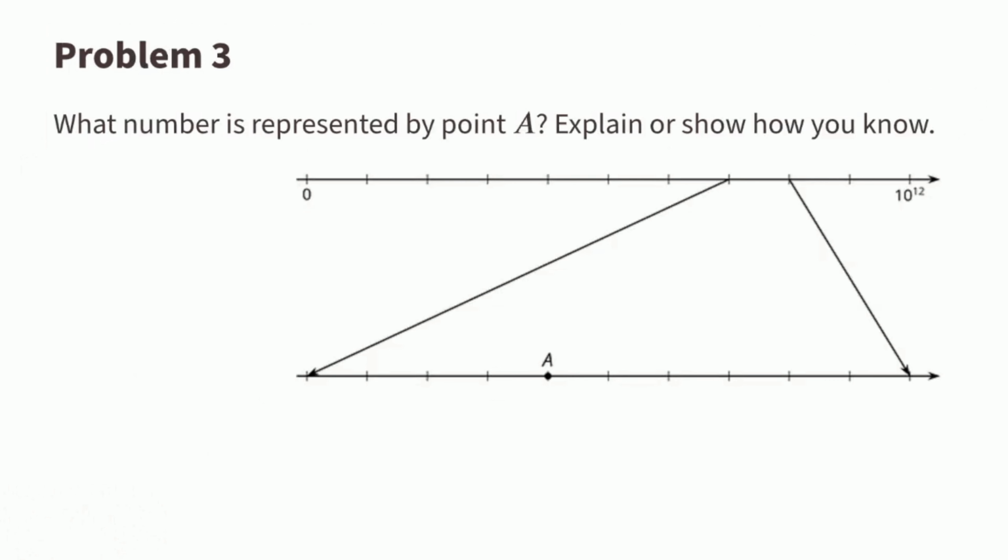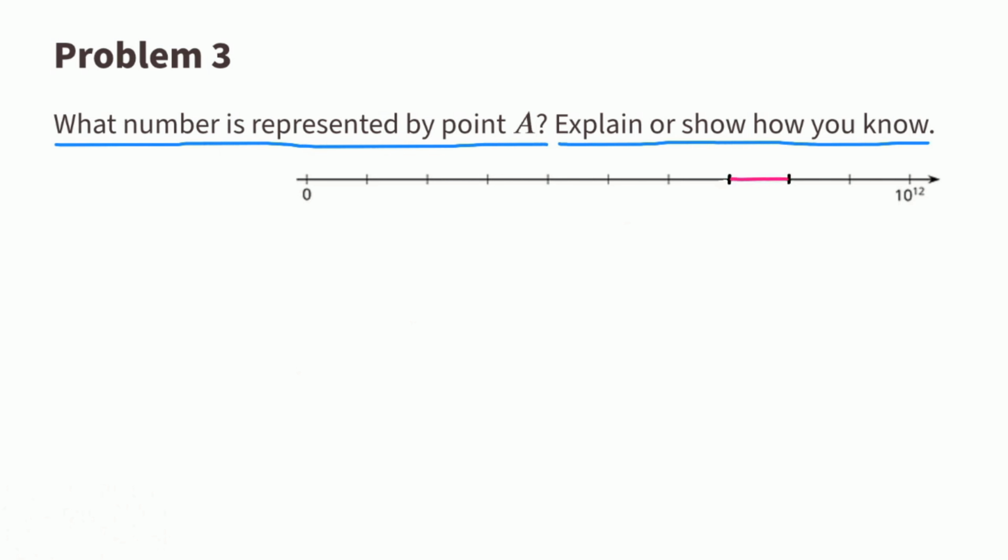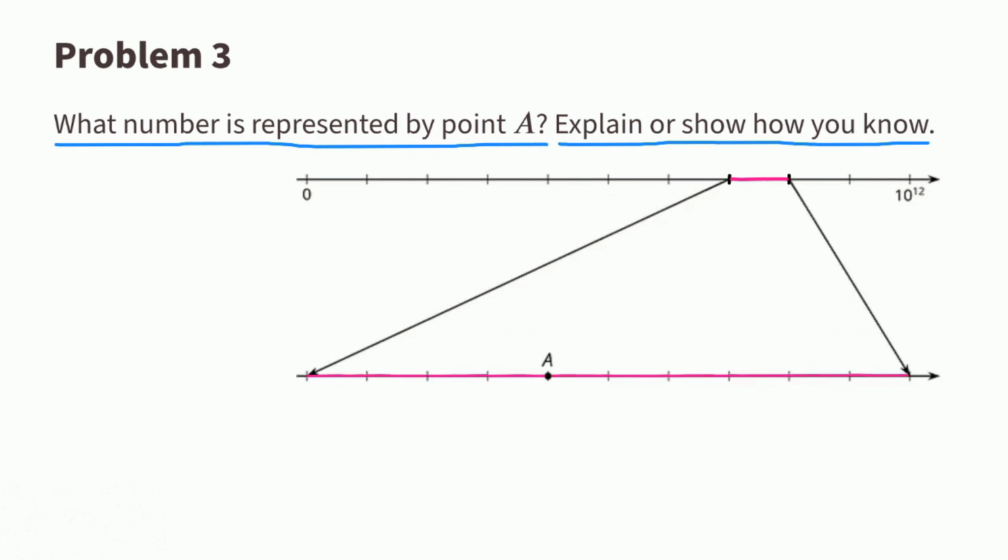Problem number 3. What number is represented by point A? Explain or show how you know. That long line segment on the bottom with point A on it is just a zoomed in version of this small segment on the top line. Here it is zoomed in. Let's start from the beginning to find its location.